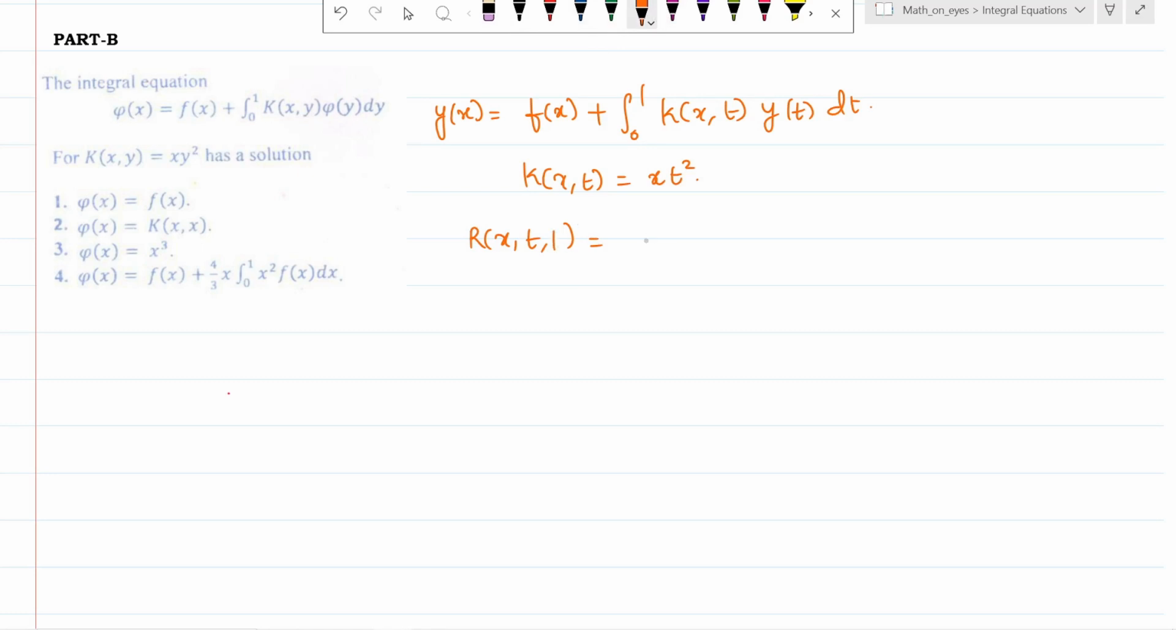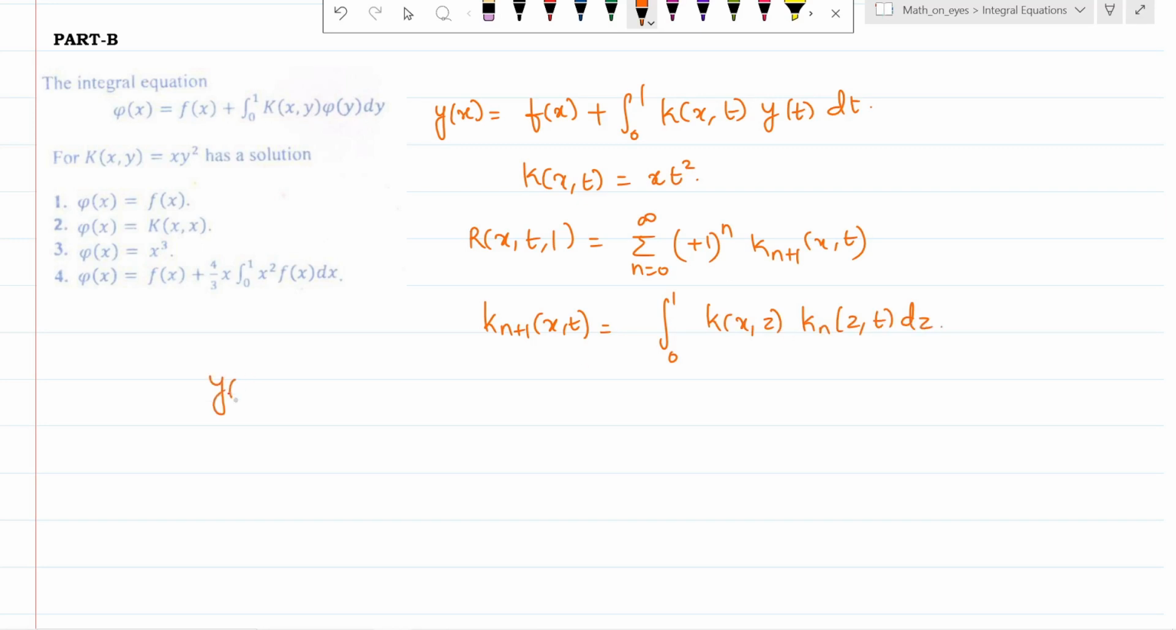So that is equal to summation n is equal to 0 to infinity lambda to the power n. So here we get 1 plus 1 to the power n, and then k n plus 1 of x comma t, where k n plus 1 of x comma t is equal to integral 0 to 1 k of x comma z into k n of z comma t into dz. The final solution is y of x is equal to f of x plus lambda, and lambda is 1 here, so integral 0 to 1 resolvent kernel into f of t into dt will give you the solution.